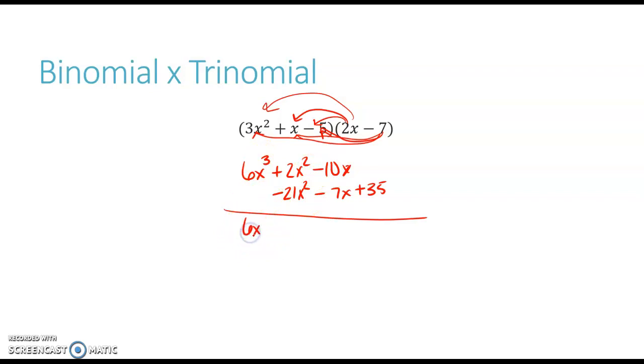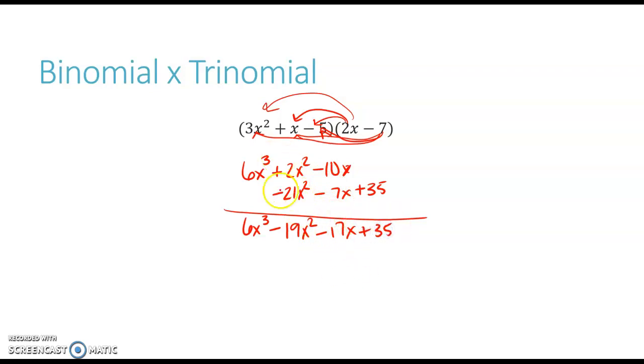So I get 6x cubed. The negative 21 is bigger, so it's going to be a negative. And then 21 minus 2 is 19. So negative 19x squared. Both are negative, so they're going to stay negative. Add them, we get negative 17x. And then just bring down the 35.